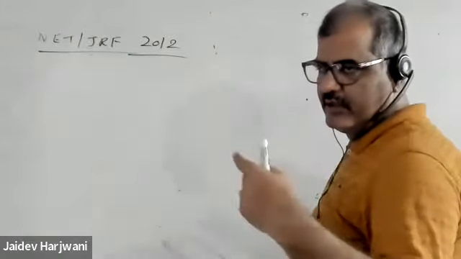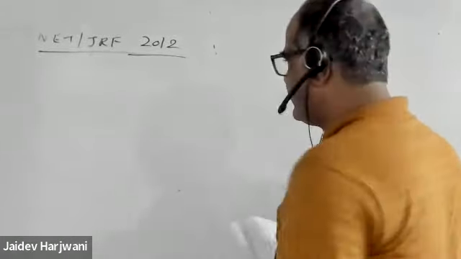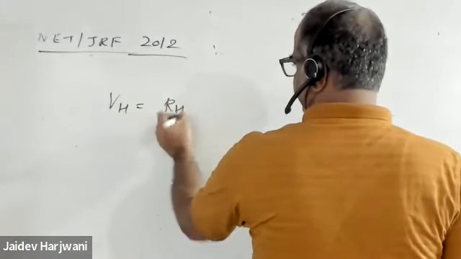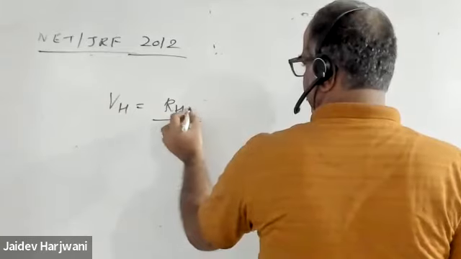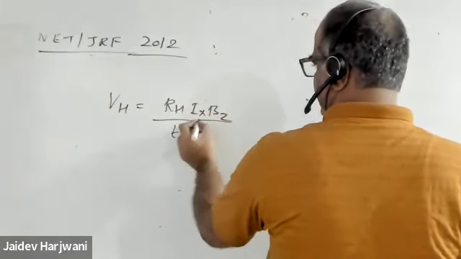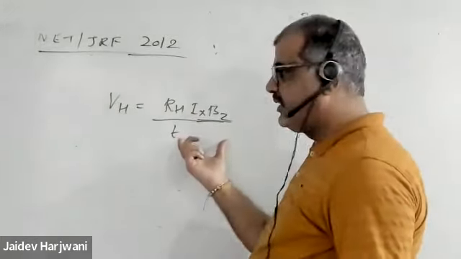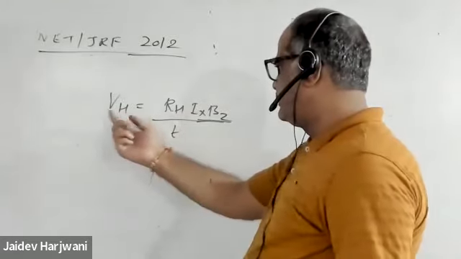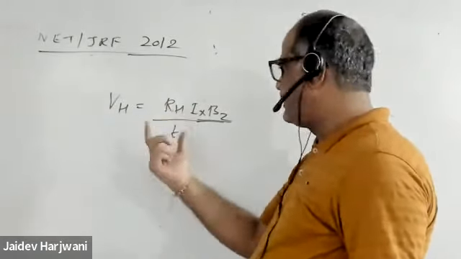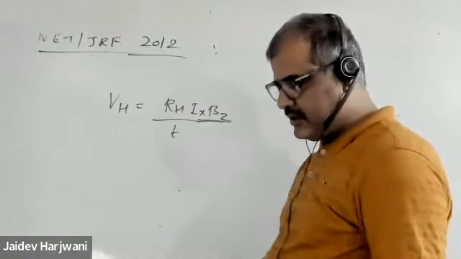Because all these quantities are related, na? There are 4 quantities; if we know 3, we can calculate the other. So we know VH, just now we did, VH is what? RH, then IX, BZ divided by T. Now if I have a sample that is known to me, in the experiment I'm measuring the Hall voltage. I know the RH of the sample, I know the thickness, I know the current, so I can measure the magnetic field also.